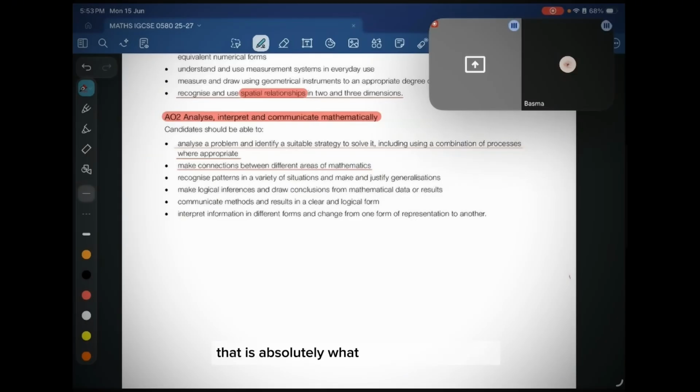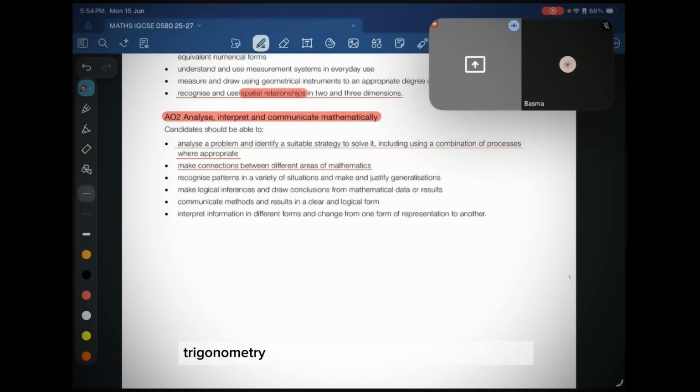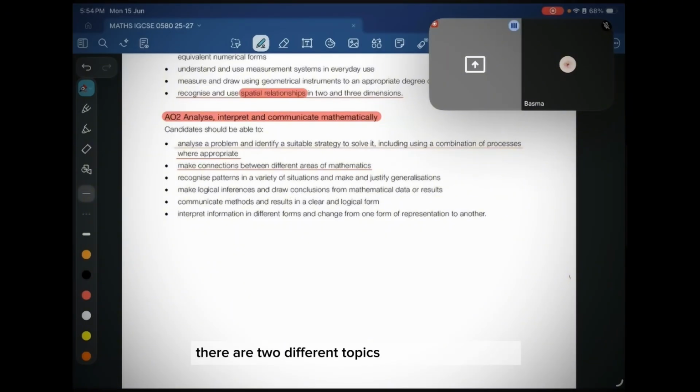That is absolutely what it means. For example, Vishwa, set notation and Venn diagrams that are also used in probability. Clear? Trigonometry with geometry. Algebra with trigonometry. Algebra with geometry. Algebra technically goes with everything. Indices and surds. They are two different topics, though you can say that they could even be counted as a single topic.